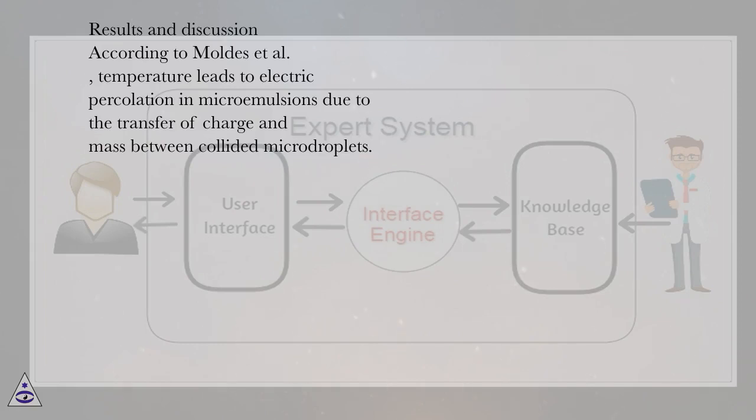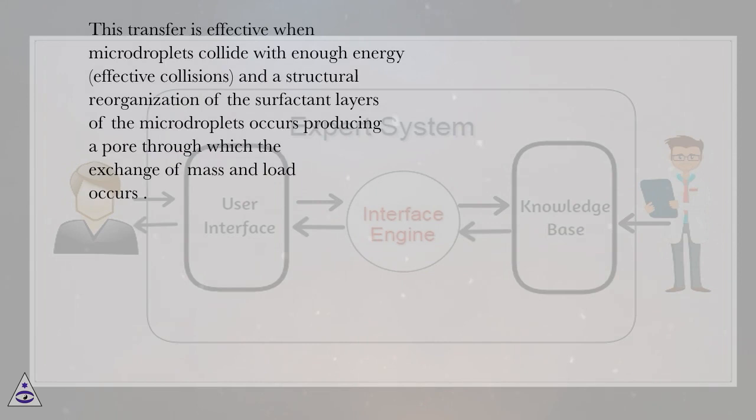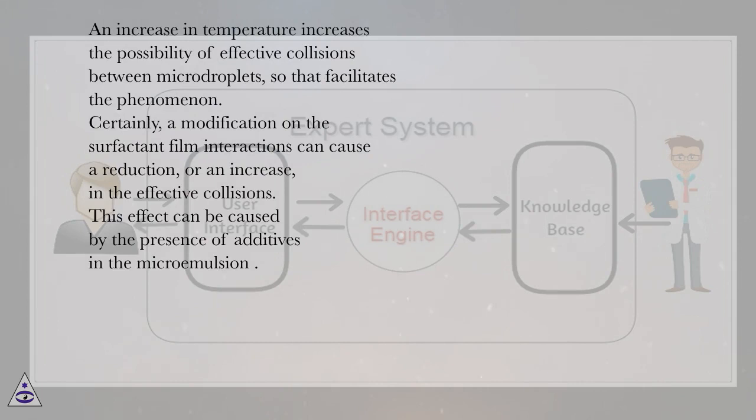Results and discussion. According to Moulds et al., temperature leads to electric percolation in microemulsions due to the transfer of charge and mass between collided microdroplets. This transfer is effective when microdroplets collide with enough energy, effective collisions, and a structural reorganization of the surfactant layers of the microdroplets occurs, producing a pore through which the exchange of mass and load occurs. An increase in temperature increases the possibility of effective collisions between microdroplets, so that facilitates the phenomenon.